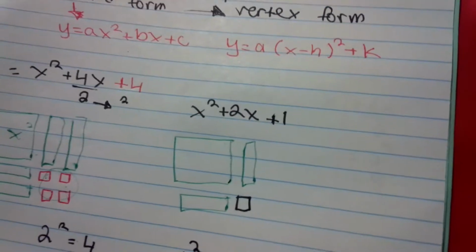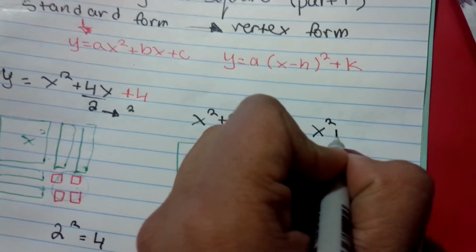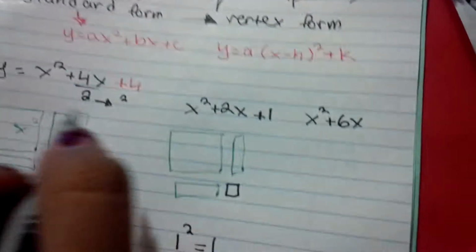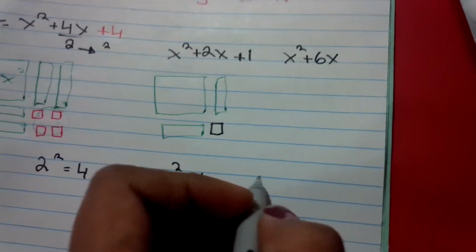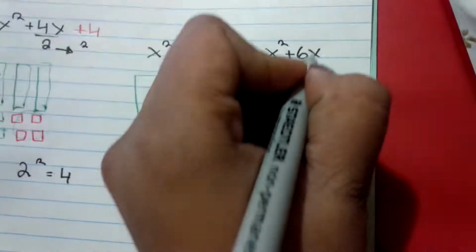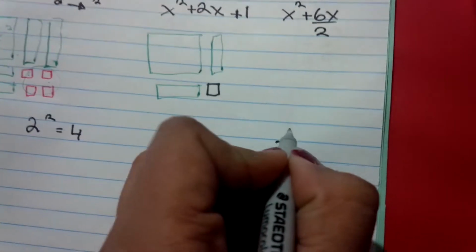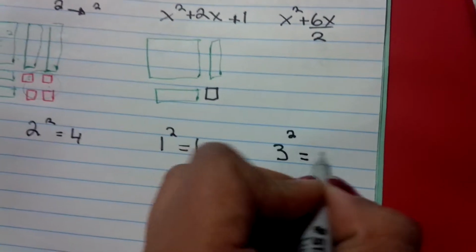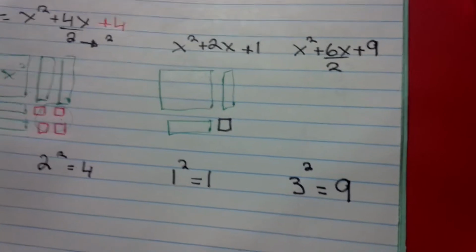So let's do another example, just so we know that this theory is right. Let's do x squared plus 6x. Okay, so what was our thing? Divide the b value by 2. So let's divide 6 by 2, which gives us 3. And 3 squared equals 9. So let's write plus 9 here and use algebra tiles to make sure if our answer is right or not.